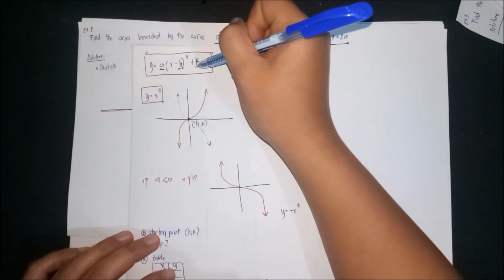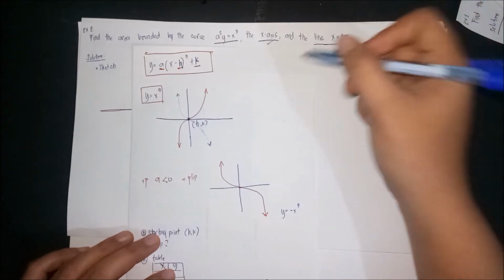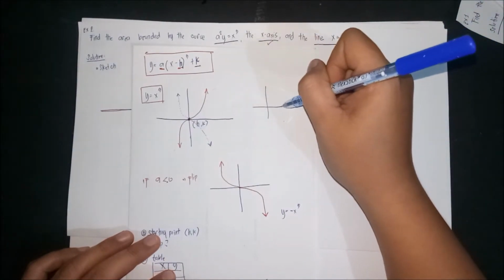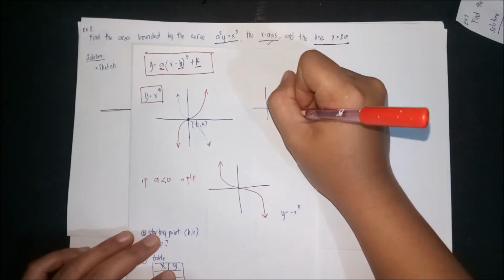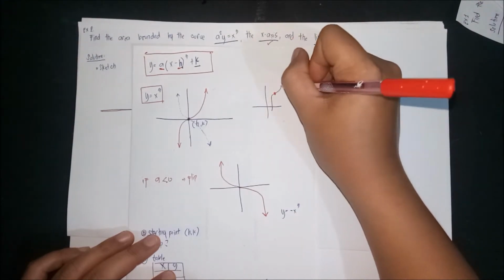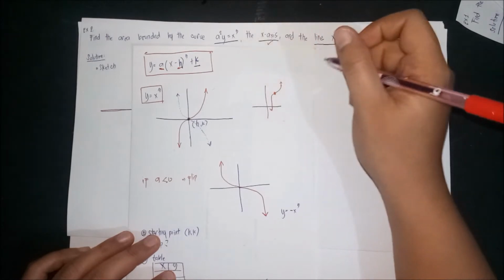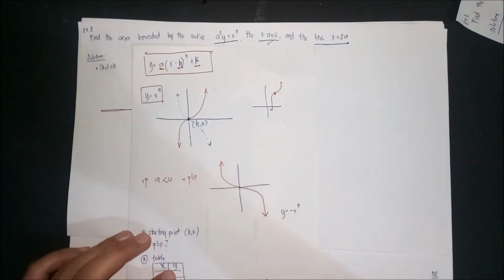Now, pag nag-iba naman yung values nito, edi nag-iiba yung origin niya. For example, andito yung ating Cartesian plane. Yung iba, dito siya nag-start. Mga ganun. Okay? Nag-iiba yung starting point niya. Depende sa values ng h tsaka k.